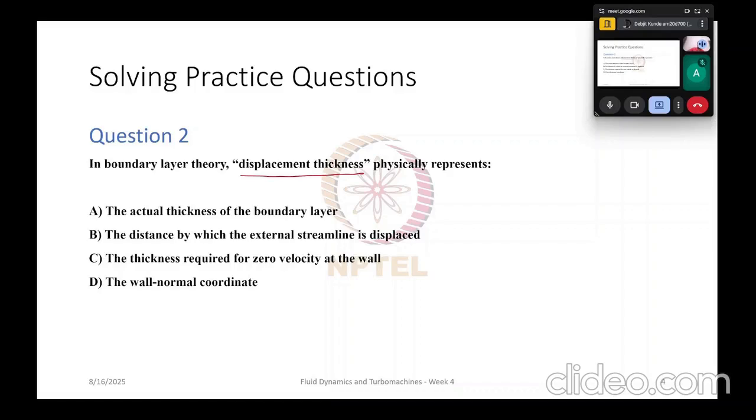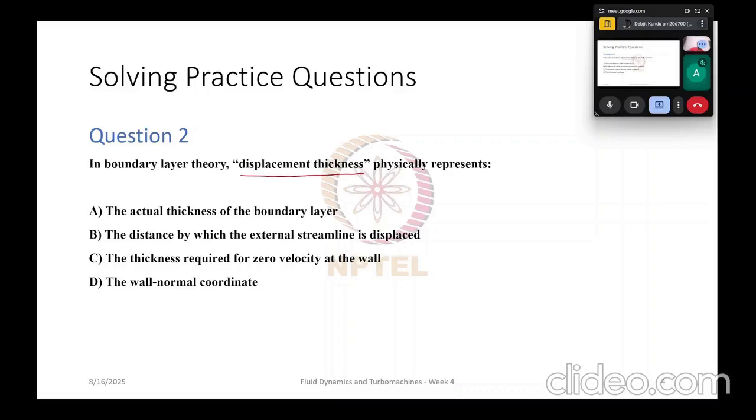So this is week 4 of interactive live sessions for the course on fluid dynamics and turbomachines. And like every other week, we are solving some problems together. This is question number 2 of today's session, that is asking us that in boundary layer theory, what does displacement thickness physically represent?